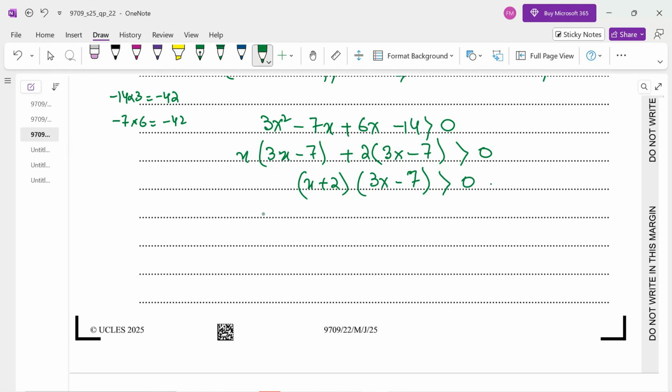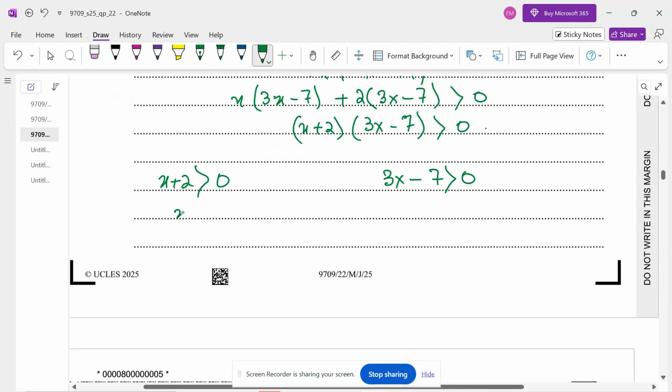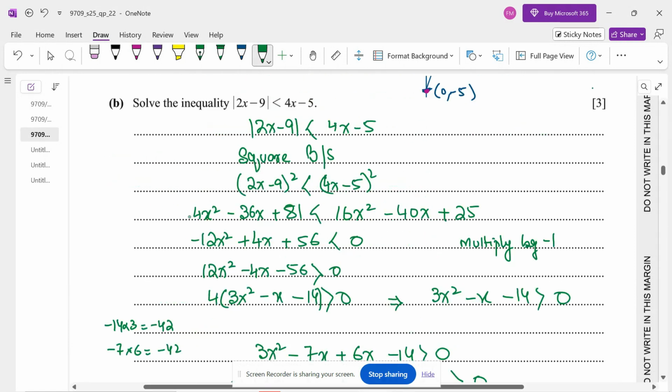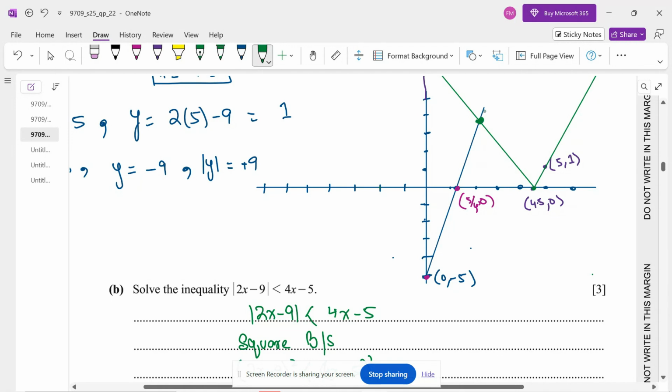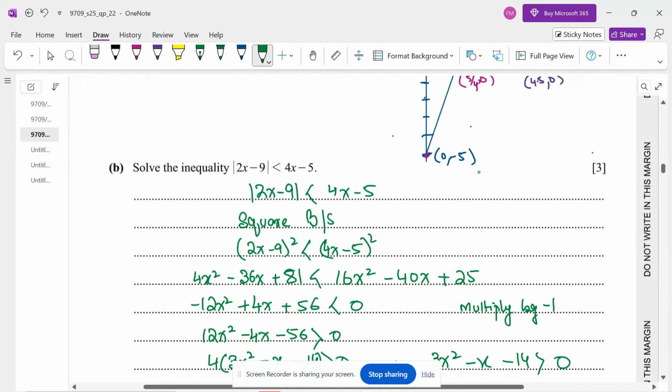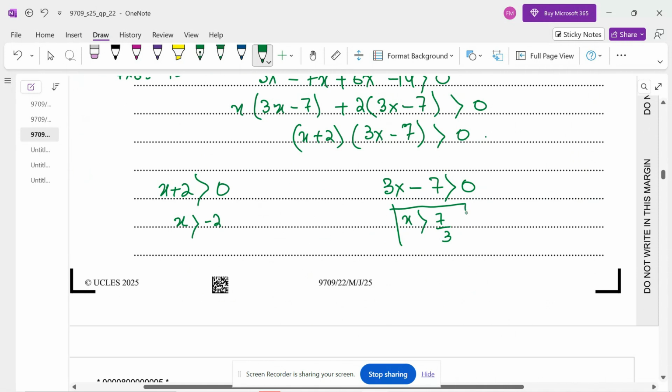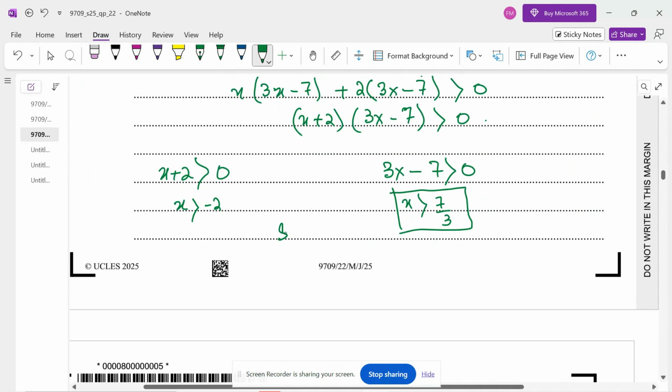So we have two factors. One is x plus 2 greater than 0 and the other one is 3x minus 7 greater than 0. When we solve further, we will have x greater than negative 2 and x greater than 7 over 3. We are not considering the negative value because we can see that the intersecting point lies when x is positive. So we can say that the solution is x is greater than 7 over 3.